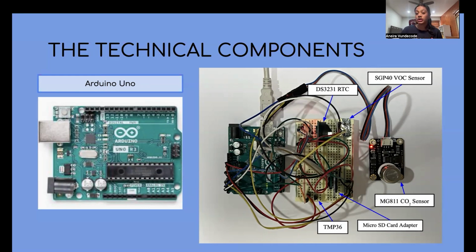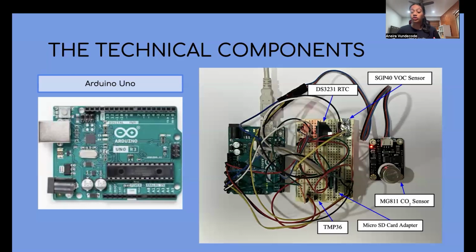breadboard. These are namely the SGP40 VOx sensor, which can record VOx readings, and the DS3231 RTC, which is a real-time clock module. What this does is collect the time that every single piece of data is collected in the system, so people can accurately see at what point what changes in the air quality are happening and can take informed action based on that. Next, I have the MG811 sensor, which is my CO2 sensor.